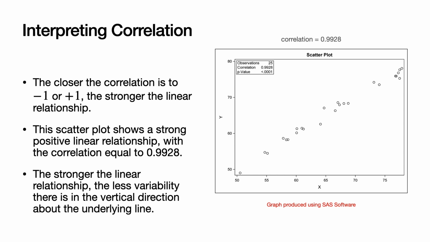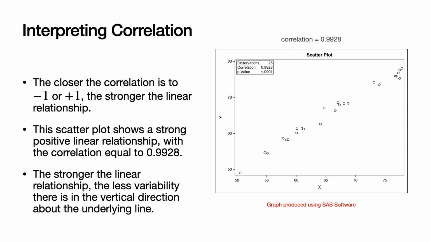So recall that the closer the correlation is to either -1 or +1, the stronger the linear relationship. Here we have a scatter plot of two variables, y on the vertical axis, x on the horizontal axis. The correlation here is equal to 0.9928, which is very close to 1. We can see from the scatter plot that we have, number one, a positive linear relationship. As x increases, y tends to increase as well. We can also see that we have a very strong linear relationship.